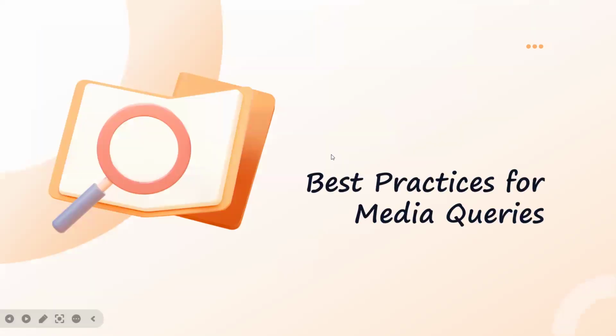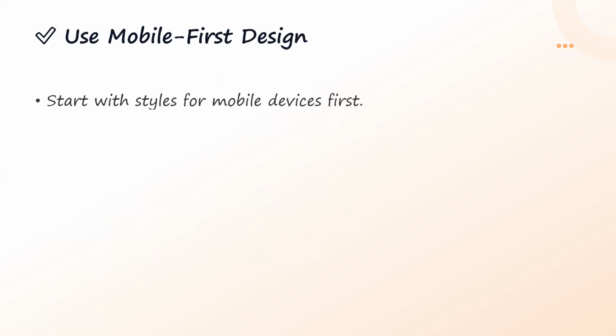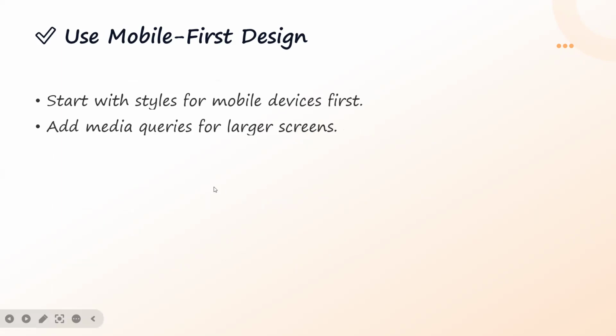So what are the best practices? Always design mobile first. Start with styles for your mobile devices first. Then you add queries for larger screens. First of all, any styling that you're giving to your web application should be for mobile devices. So if you now have a different style for larger screens, you can add it with a media query.